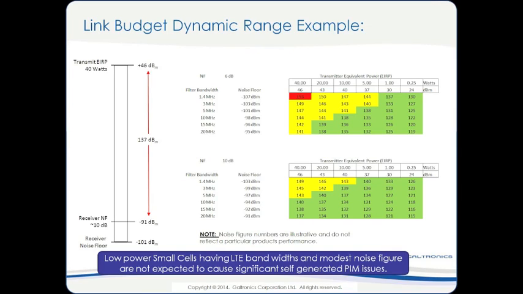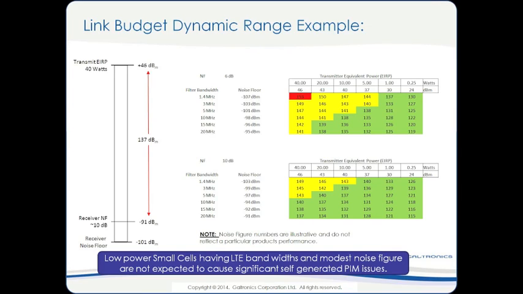So let's look at some variations in these numbers. The table at the top represents a 6 dB noise figure, which is a pretty good noise figure for a receiver, versus filter bandwidth for the input and transmit equivalent power across the top. When you look at 40 dB transmit power, which is something similar to what you might see in macro networks, and you look at very narrow bandwidths, 1.4 megahertz, you can easily get down to a dynamic range of 153 dBc.